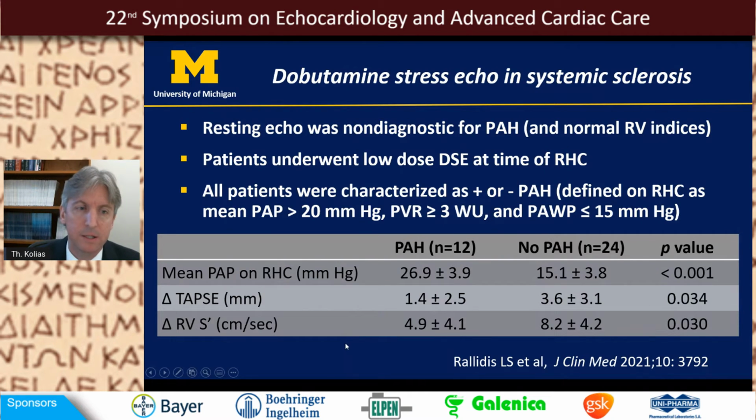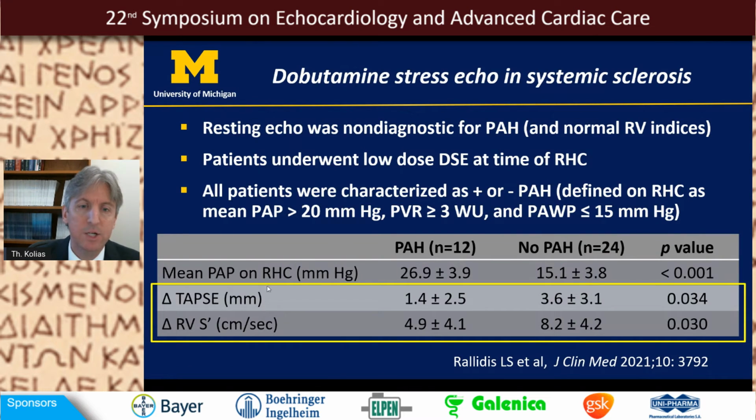Among other things, one thing they found when they focused on the RV function was that the change in TAPSE was significantly less. There was a much smaller increase in TAPSE in patients with pulmonary arterial hypertension than those that did not have pulmonary arterial hypertension. Likewise, the increase in RVS prime was also significantly less in patients with pulmonary arterial hypertension compared to those who did not. So they illustrate that the dynamic assessment of RV function and of pulmonary hypertension can take place not just with exercise, but also with dobutamine as well.